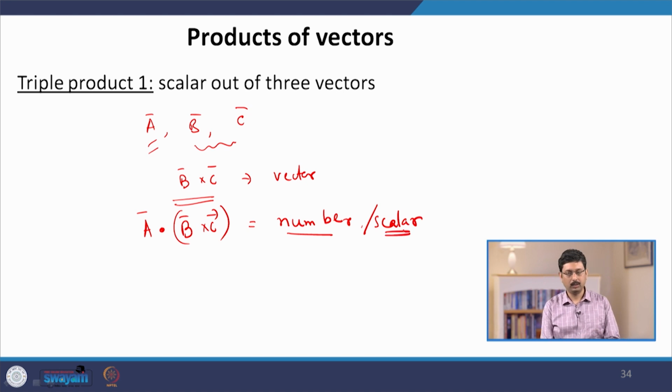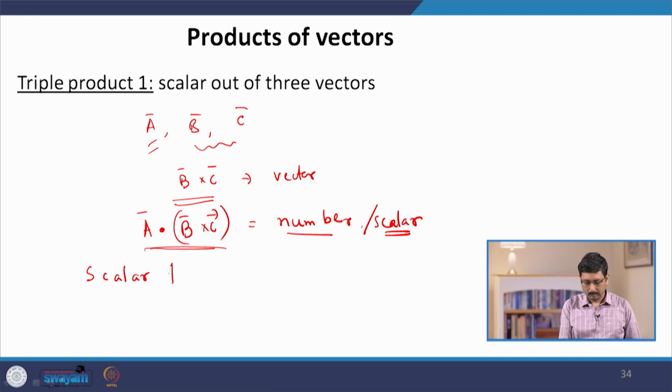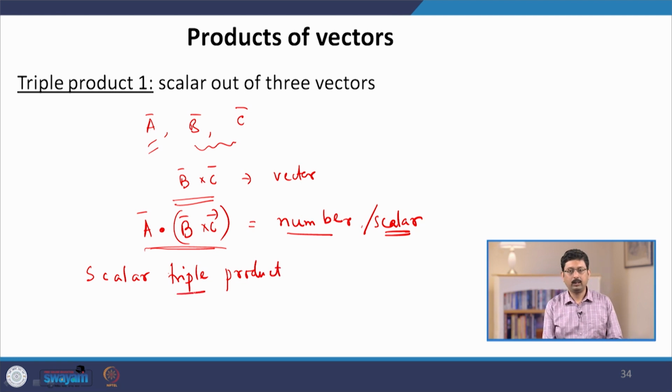or a scalar, because we can easily show that if you do a coordinate transformation such as rotation, this number does not change from one frame to another frame, from the blue frame to the red frame. So, this is a scalar or a number. Since there are 3 vectors, this is the product of 3 vectors, so it is called a triple product, and this is called a scalar triple product.